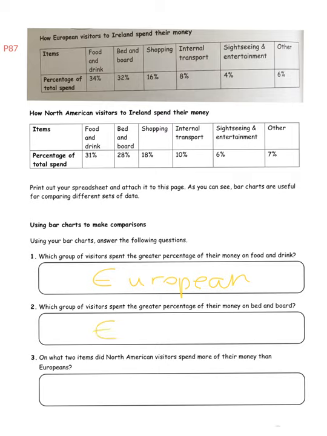And the last one is, on what 2 items did North American visitors spend more? Okay, now let's see. 34, 31, 32, 28, 16, 18. So this is the first one. Shopping and transport would be the next one, and this is another one. Okay, so basically you can pick any of these 2 to give answer as you need to include 2. So just fill it in into your book.